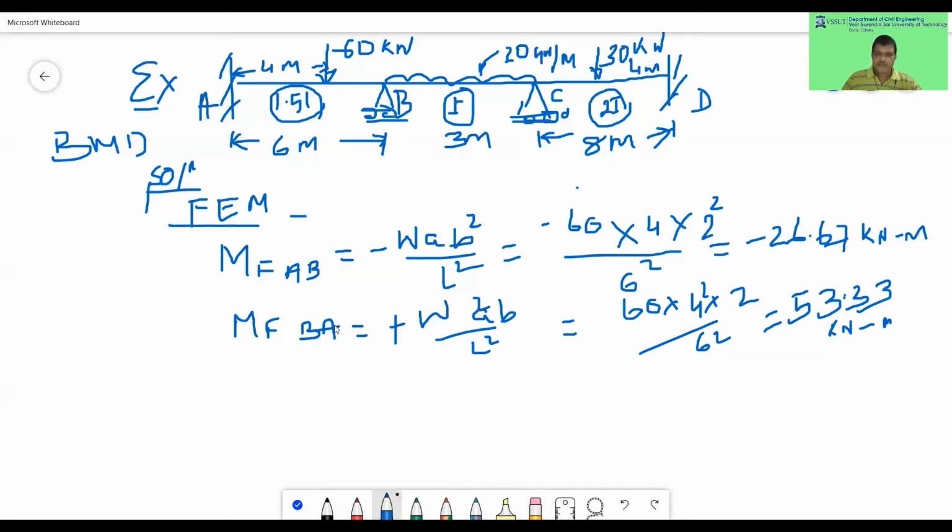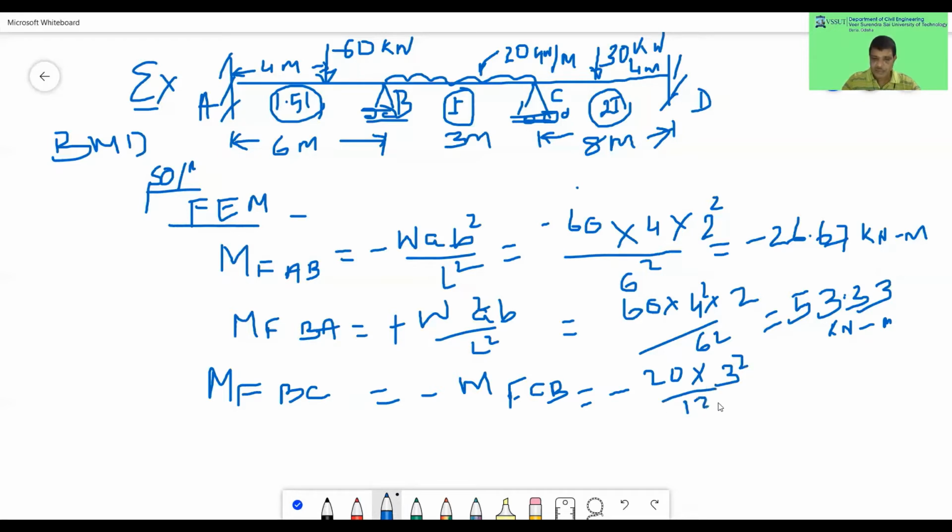Now let us go to MFBC. MFBC is equal to minus MFCB because both are equal and of opposite sign, minus WL squared by 12. So I am writing directly the value: W L squared is 3 squared, 9. Right? And this comes out to be minus 50.